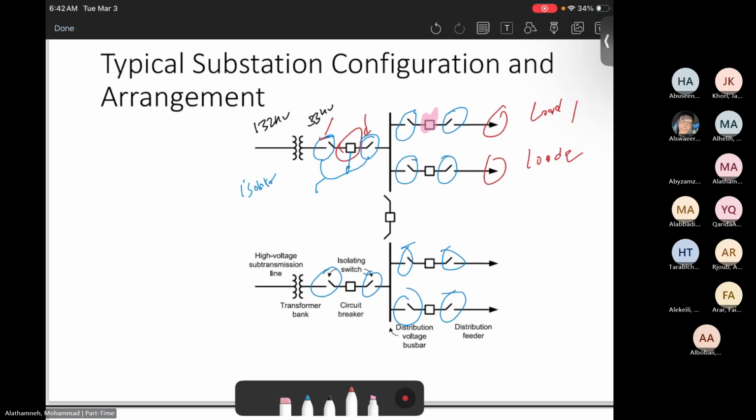So again, isolators provide extra caution, and they are not supposed to be turned off when the power is on. They will be disconnected when the power is off. How can the power be off? The circuit breaker will turn off the power while the isolators will provide the visual disconnection. So again, whenever you see any circuit breaker, it comes with two isolators, one from each side.